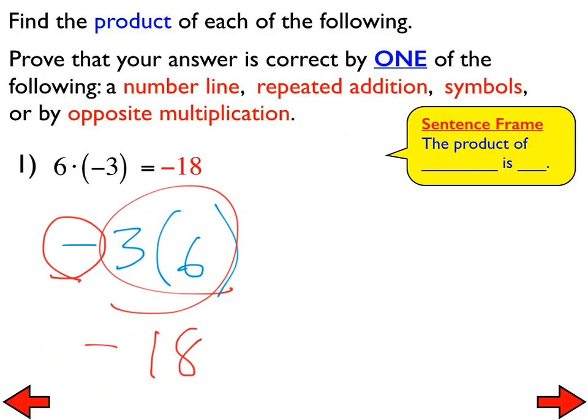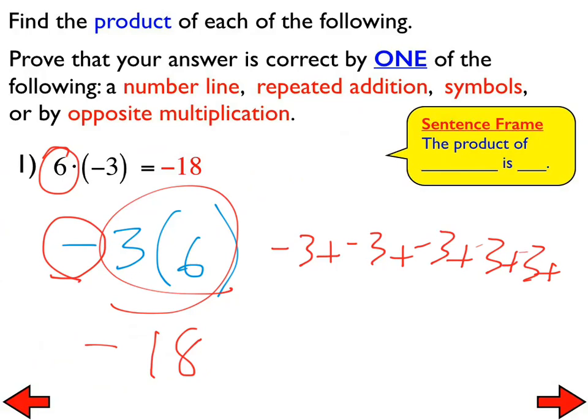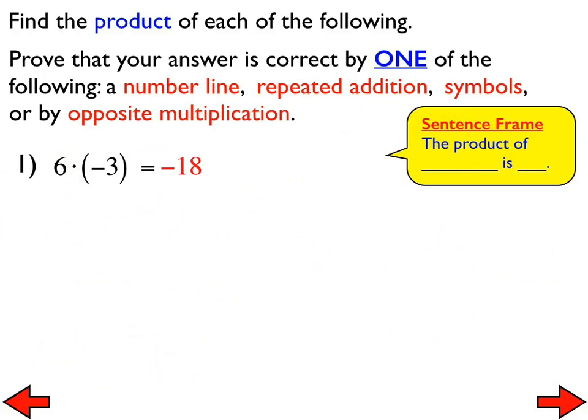There's one way. You could do repeated addition. 6 groups of negative 3. Negative 3 plus negative 3 plus negative 3 plus negative 3 plus negative 3 plus negative 3. That will be 18 negatives altogether. You could use symbols. 6 groups of negative 3. It doesn't matter, but the key is you need to realize that 6 times negative 3 is negative 18. Everybody try number 2.